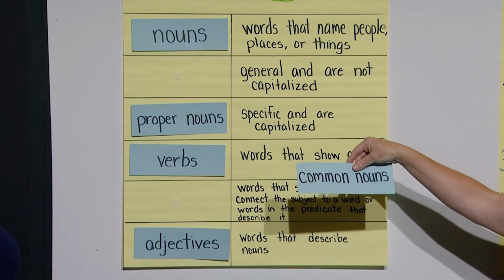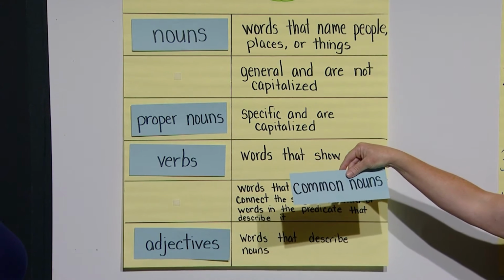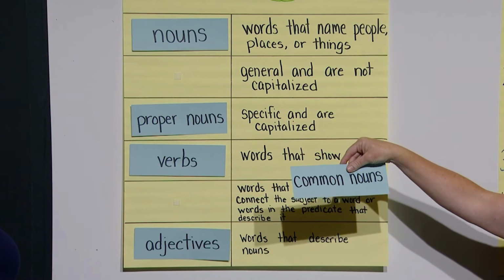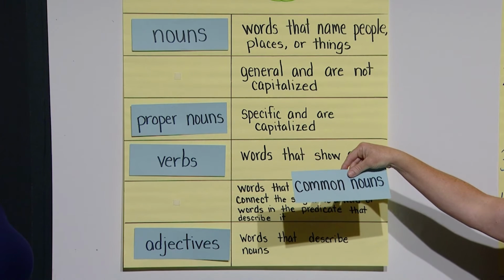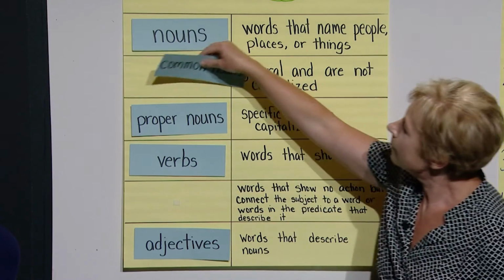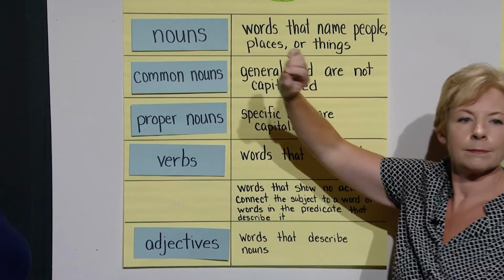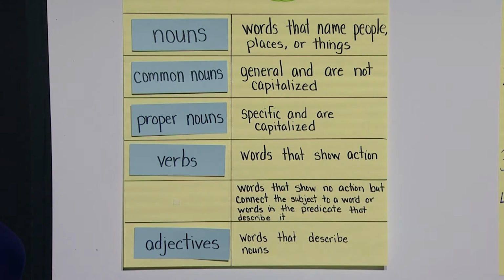What about this one? Common nouns. Scholars at home, what do you remember about common nouns? I heard it. Common nouns are general. They are not capitalized. Candy's got it all taken care of. Now, Rattenborough, that only leaves one definition. What connects the subject to a word or words in a predicate that describe it?